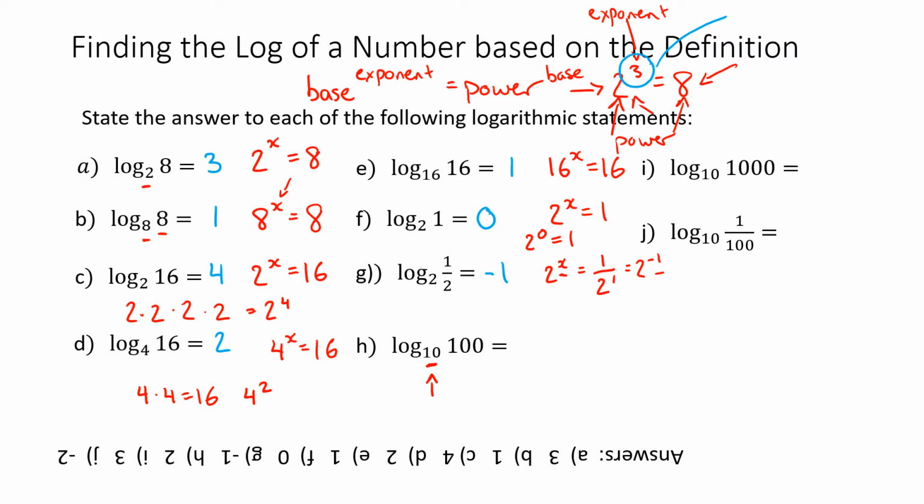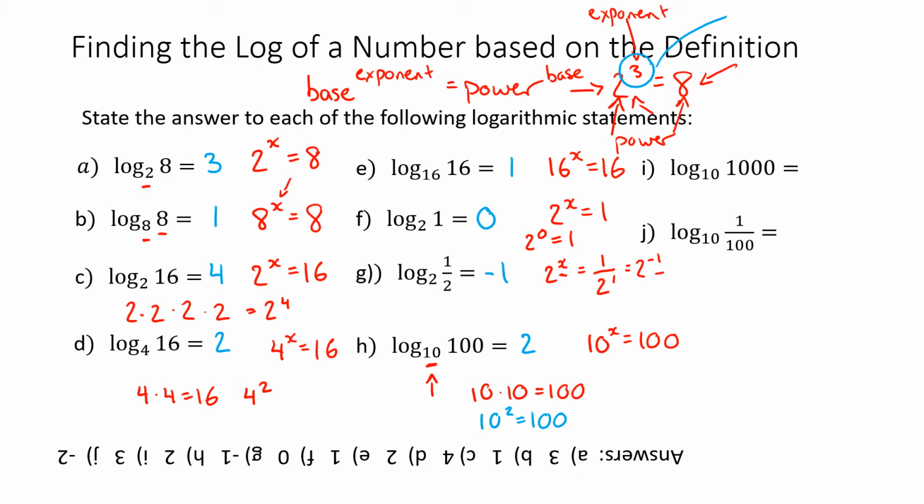So we have the log of 100, the base is 10. So 10 to some exponent is equal to 100. So 10 times 10 gives you 100, meaning that this logarithm must be 2, right? Because 10 squared is equal to 100.